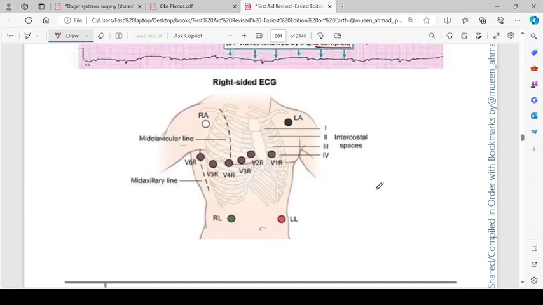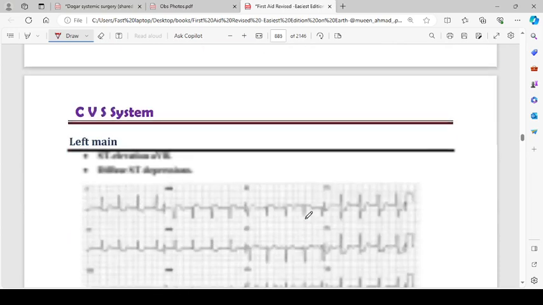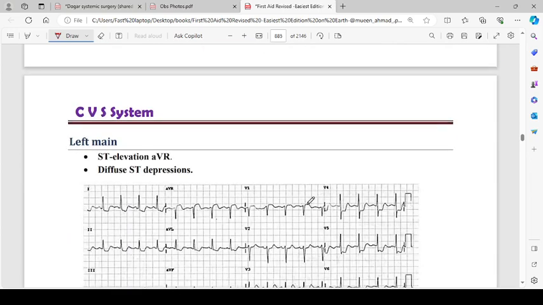Okay, so this is the placement of the leads. This is the left side, this is the right side. So they have placed all the leads on the right side. If we are suspecting right-sided heart failure, we perform a right-sided ECG. We place these leads in the 4th and 5th intercostal space. In the 4th intercostal space on the right side, V1R, then V2R, 3, 4, 5, 6. So the 4th and 5th intercostal space has all the leads, along with the midclavicular line and midline.